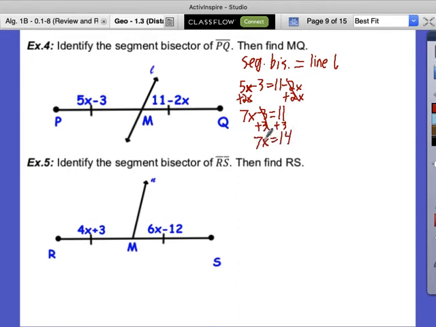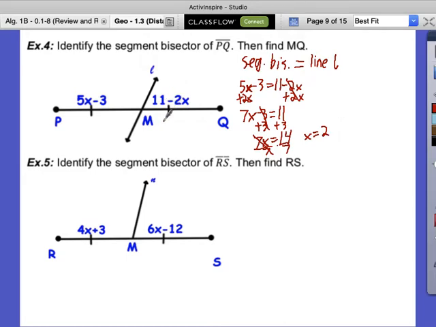I'm confused. How do I get x by itself? Divide by 7 on both sides. Divided by 7. What is x equal to now? 2. Am I done? No! Not quite. I need to find the measurement of MQ, so I need to plug it in.